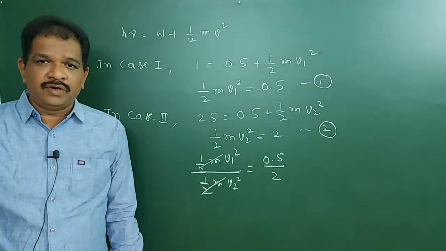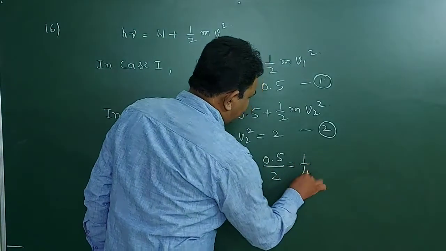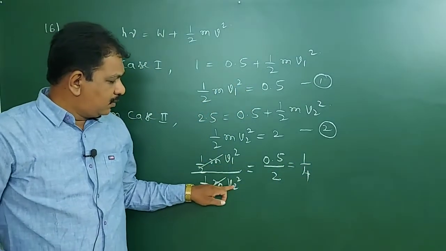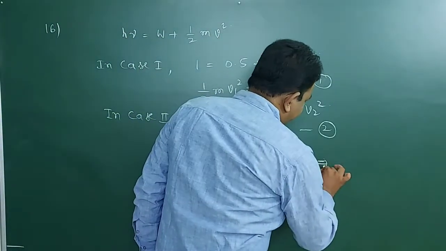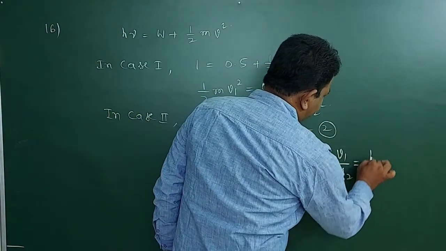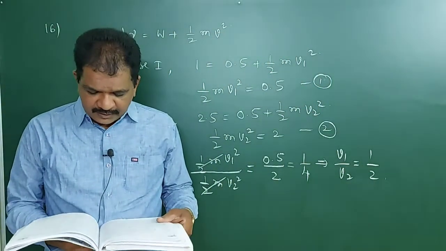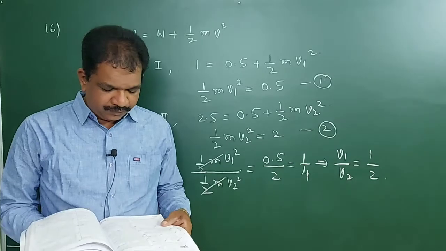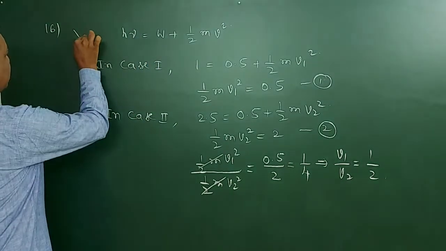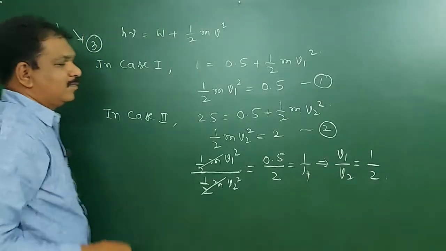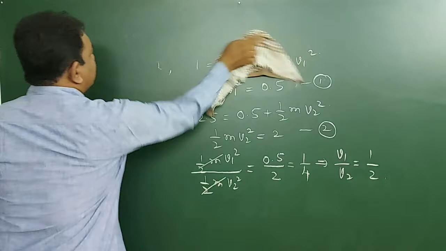Half m will cancel. 0.5 by 2 means this value will be 1 by 4. v1 square by v2 square is equal to 1 by 4, means v1 by v2 is equal to 1 by 2. So the ratio of velocities will be 1 by 2. Okay, so the 16th question will be the third option. Clear? Next, 17th.